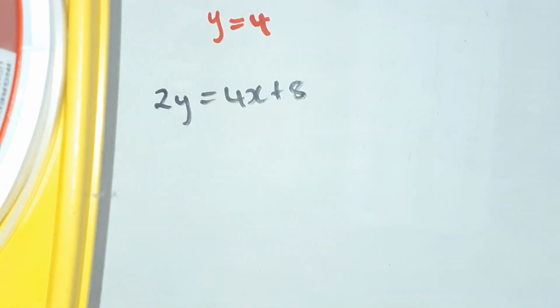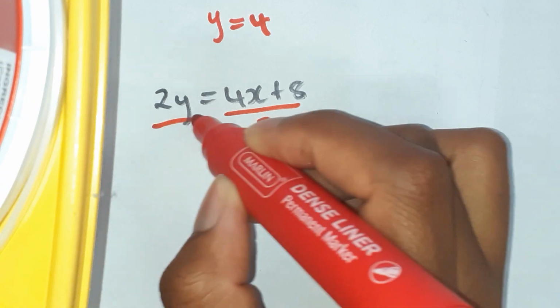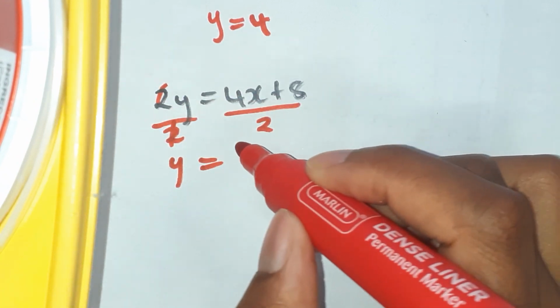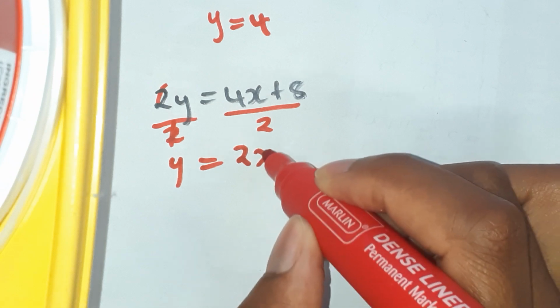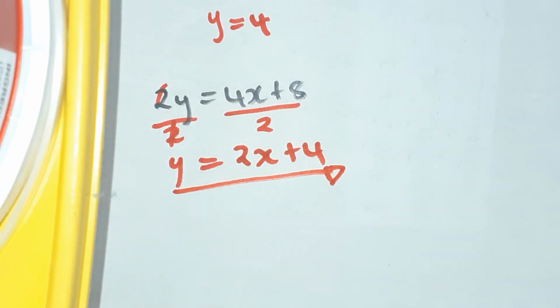Now let's say you are given this, and they say this is the equation of the line. You have to put it in standard form. So what you have to do is divide by 2 on both sides. So y equals 2x plus 4. So this is the standard equation of a straight line. This is how it has to be.